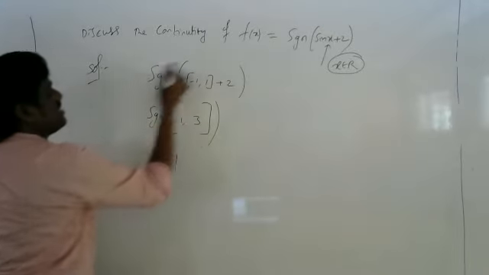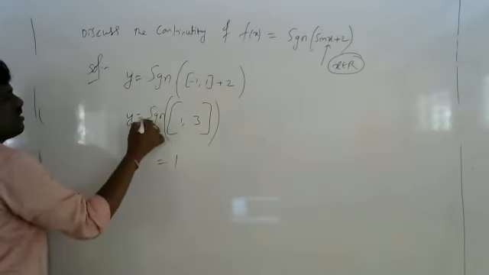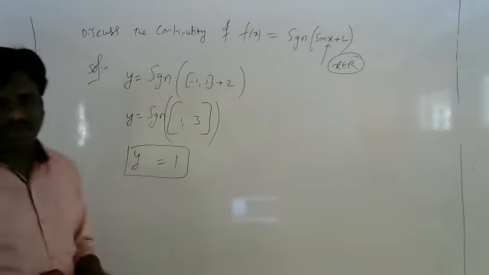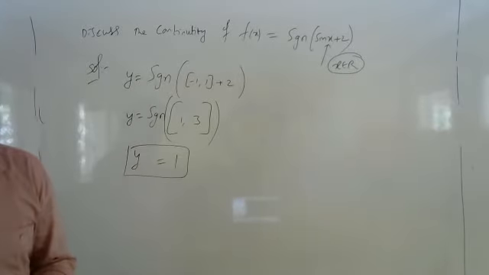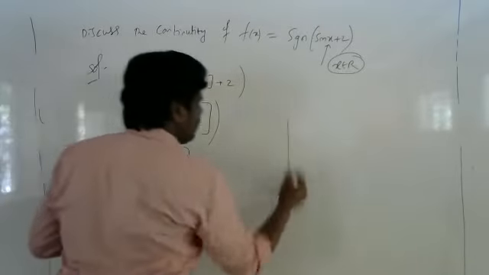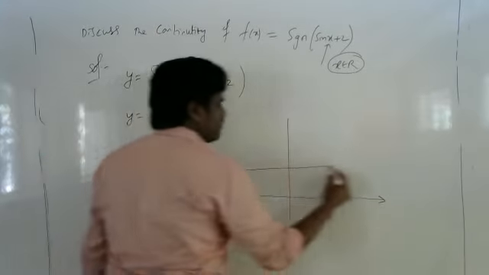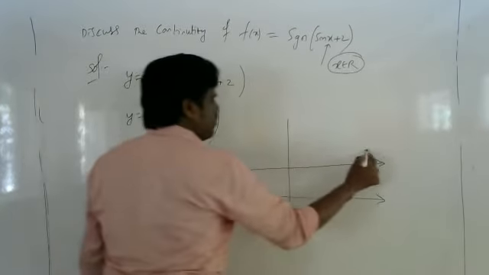Means the f of x is nothing but y. So I got f of x is nothing but y. Y is equal to 1 line. Can you tell me y is equal to 1 line is continuous or discontinuous function? Y is equal to 1 is a continuous function or discontinuous function? Y is equal to 1 is this, na? This is the line y is equal to 1.